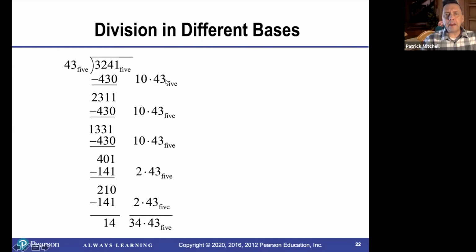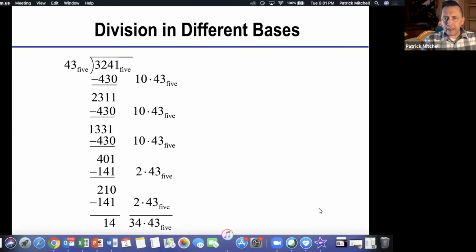So how many 43s altogether did we take out? We took out 10, 10, 10. So it's like nickel, nickel, nickel. And then 2 pennies, 2 pennies. That adds up to 3 nickels and 4 pennies. So the quotient is 34, and the remainder is 14. So now I'm going to switch over to the tablet. Hopefully this will make a little bit more sense when you see and hear me working it out.